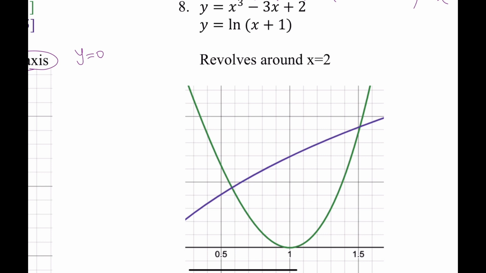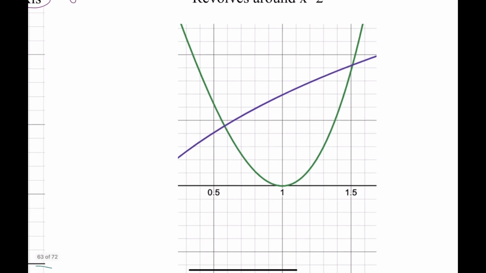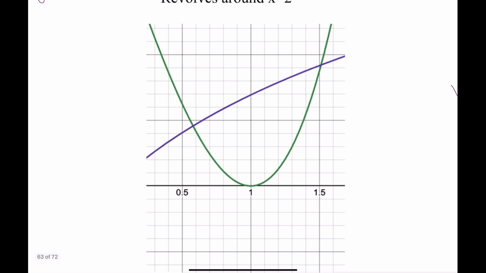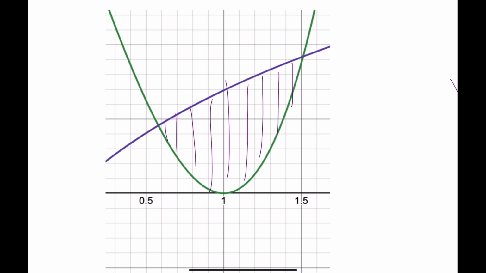For number 8, it says that we have these two functions, and the area bounded by those two curves is being revolved around the line x equals 2. The x equals 2 is not identified on the graph right here, but we can draw an imaginary version of it. So this is the area bounded, and it's going to be revolved around a certain line, like right here.